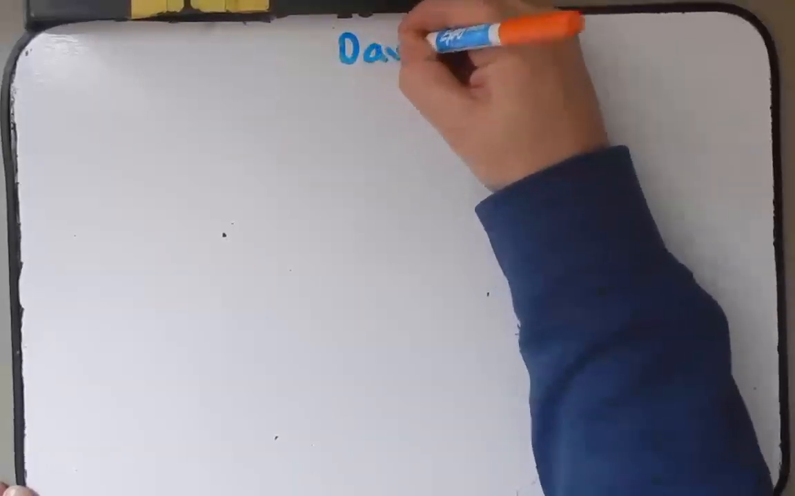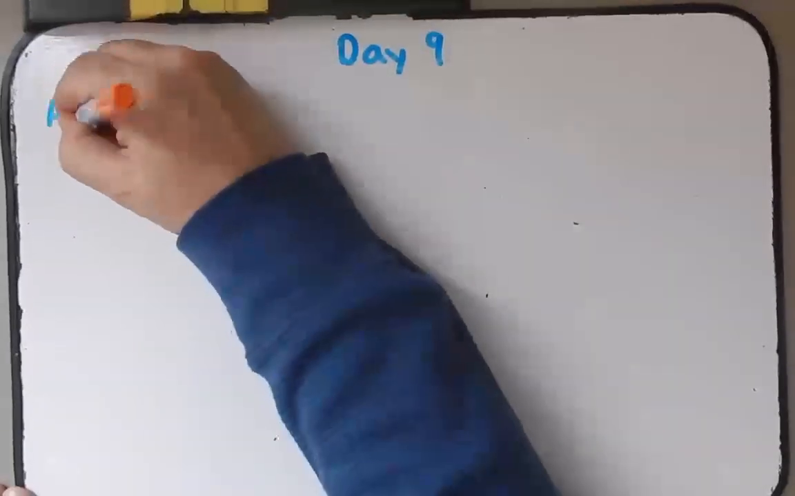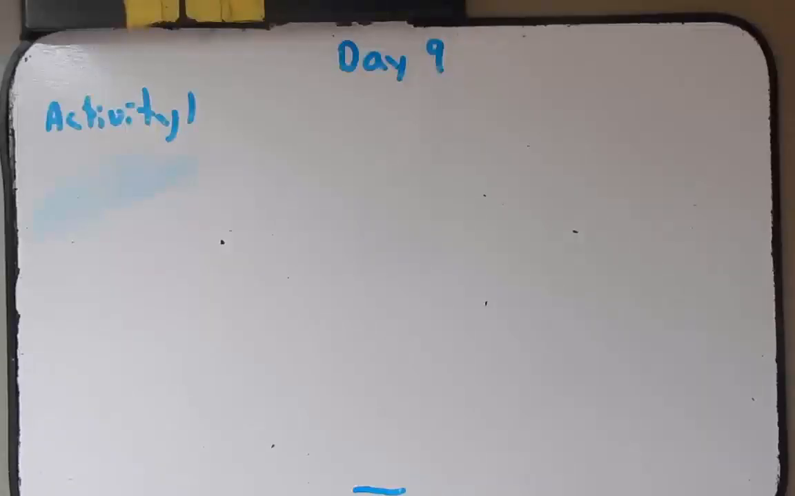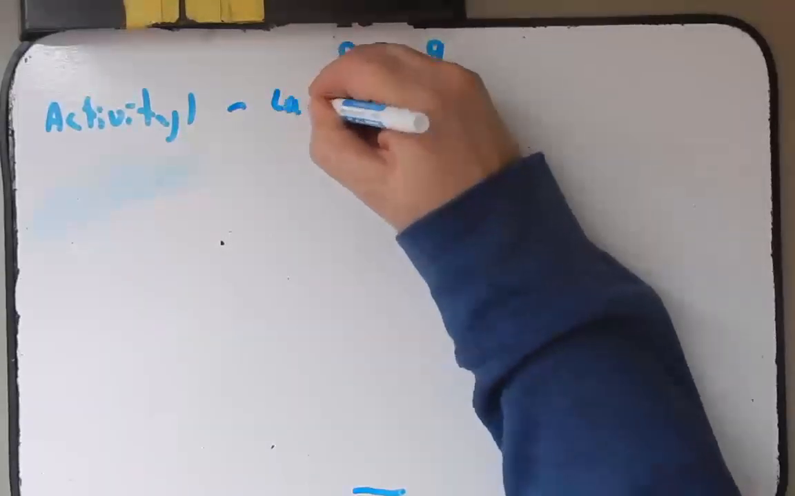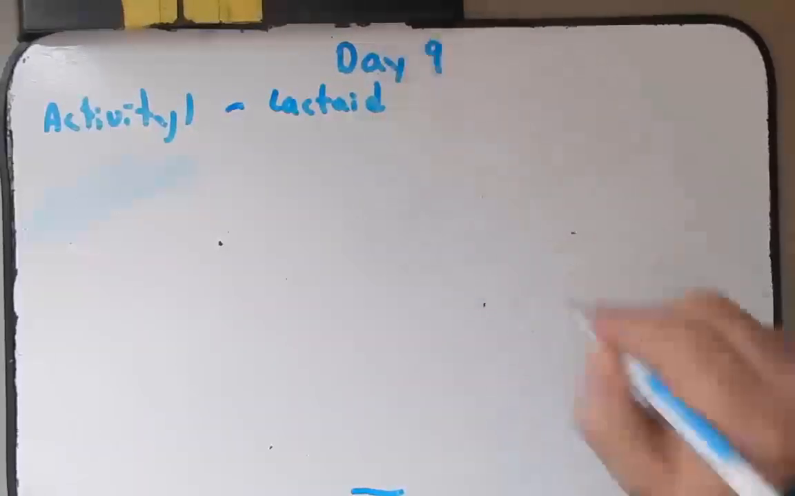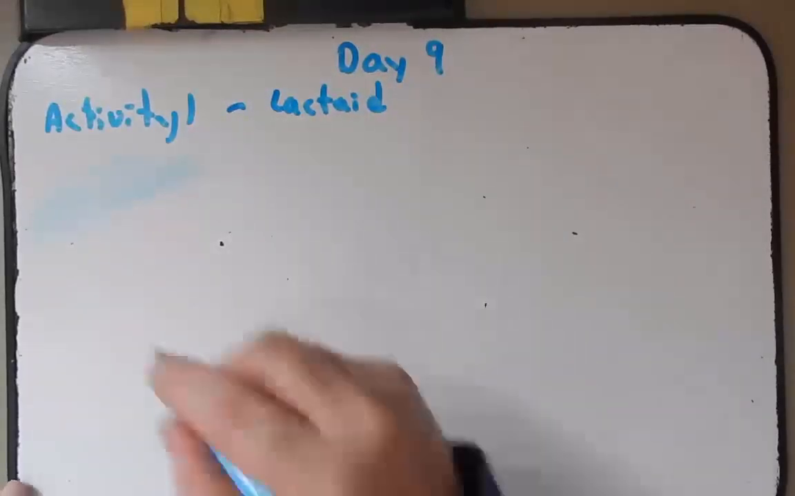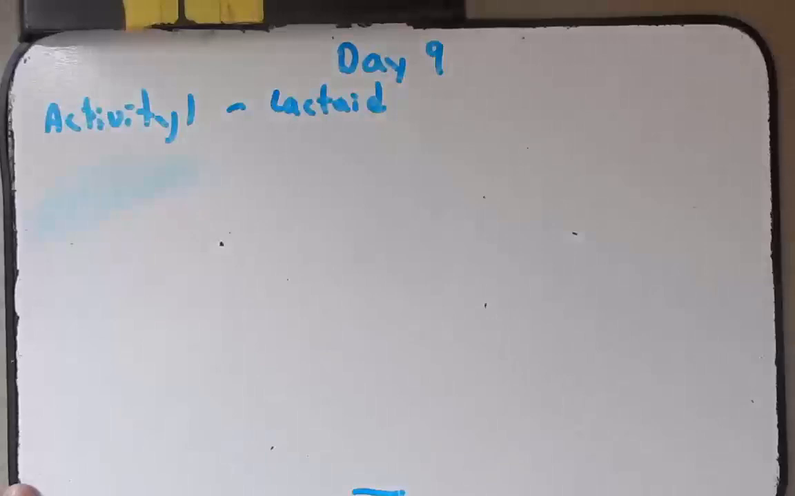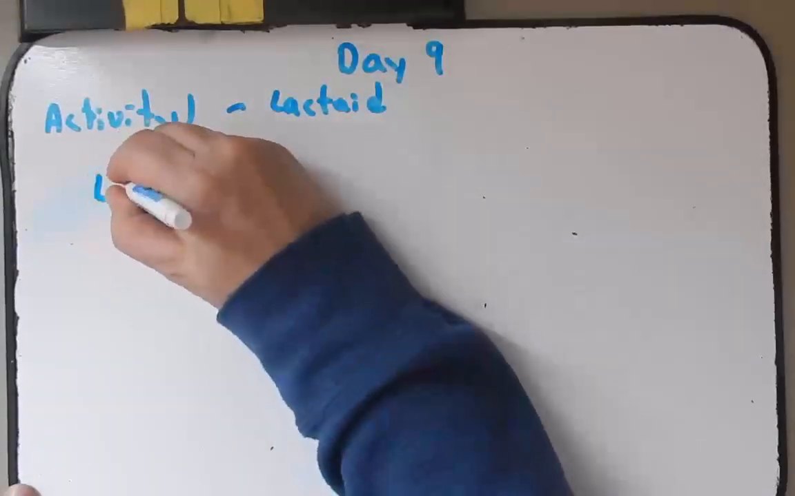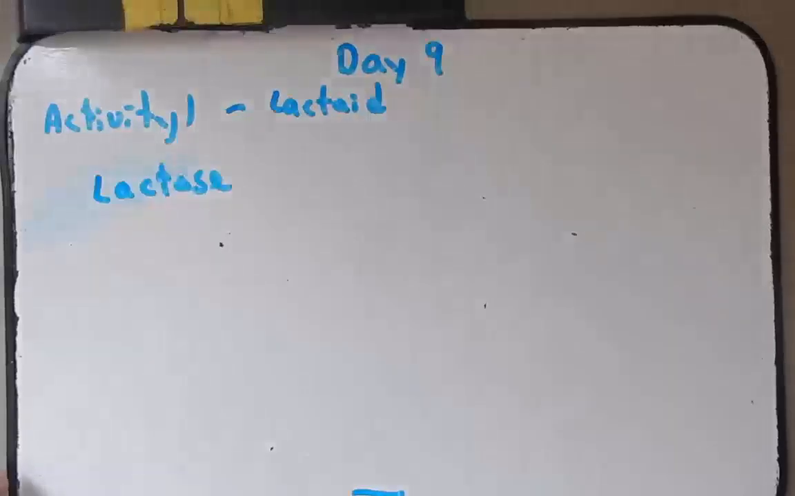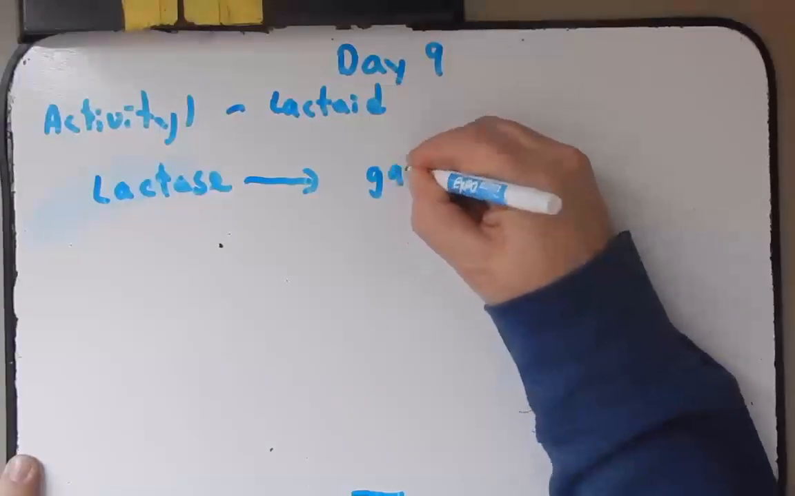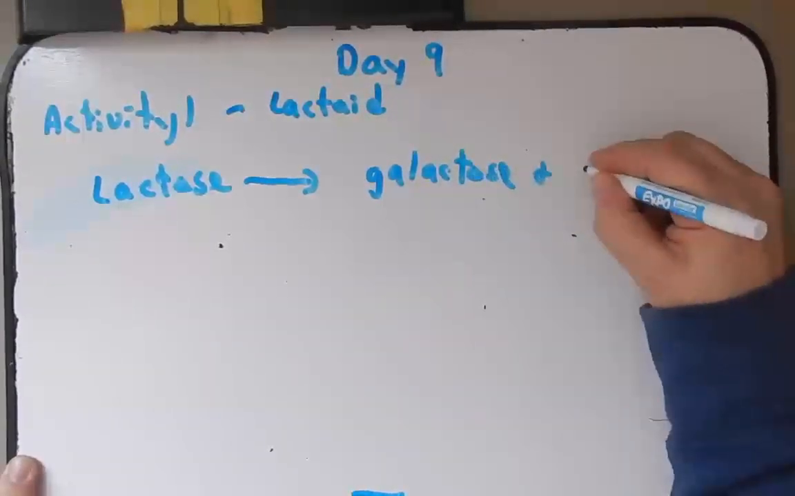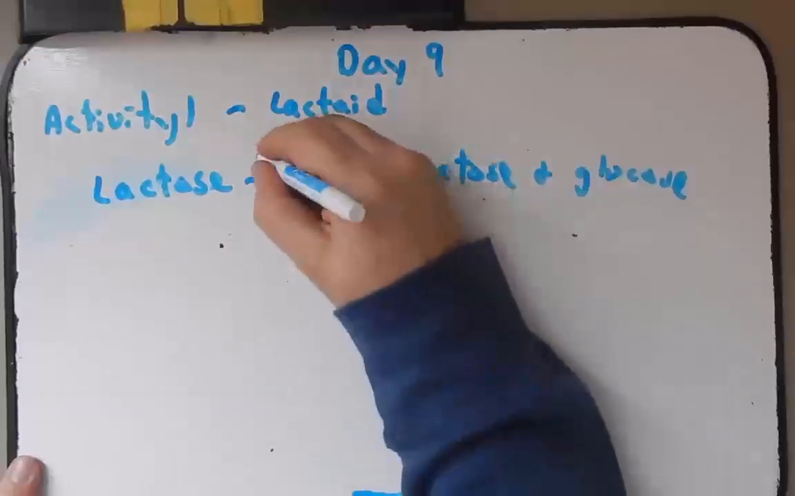The first activity, so let's just write day 9 here, and activity 1. And in this activity, we're going to talk about a commercially available enzyme called lactate. And we've talked about lactate before when we talked about lactose intolerance. Now what lactate does is it replaces the naturally occurring enzyme called lactase. And what that does is it takes the sugar lactose, which is found in many dairy products, and it converts it to 2 separate monosaccharides, galactose and glucose. So it's this enzyme here.